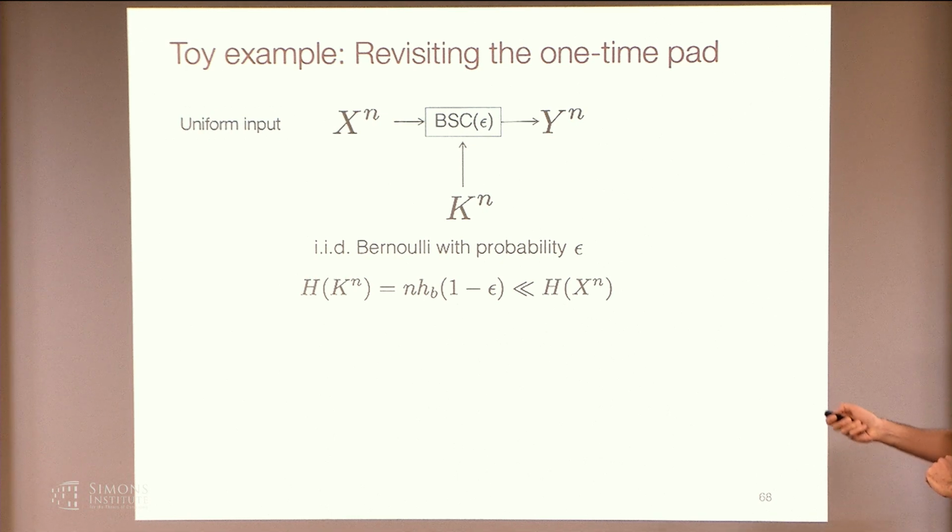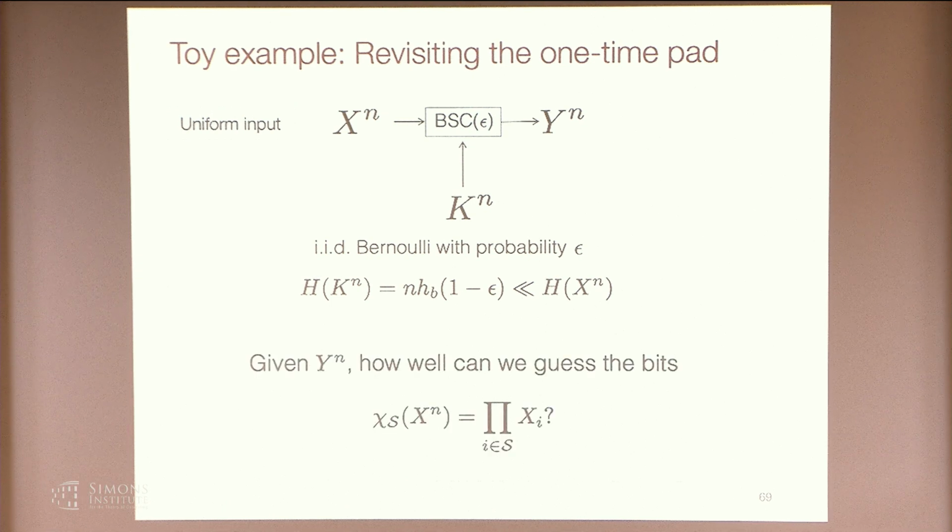And in this case, when x is uniformly distributed, it turns out that if x is uniformly distributed and your channel is a BSC, so this key is just bit flips where you flip a certain bit with probability epsilon, the left and right principal functions in this case are exactly these parity bits. Note that here, the entropy of the key can be much, much smaller than the entropy of the message x^n, the input.